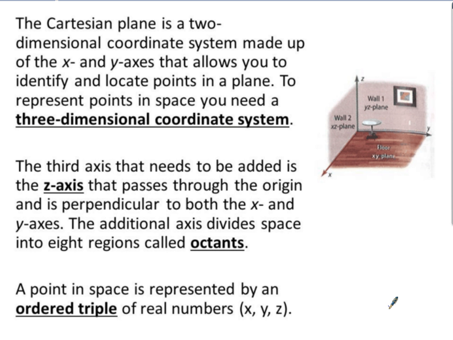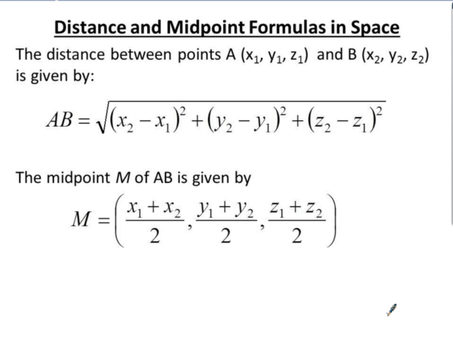A point in space is represented by an ordered triple of real numbers x, y, and z. The distance between 2 points, when the points are in 3 dimensions, you just need to add on to your distance formula. The normal distance formula in 2 dimensions is the square root of x2 minus x1 squared plus y2 minus y1 squared. In 3 dimensions, you just need to add plus z2 minus z1 squared, and you will have the distance.